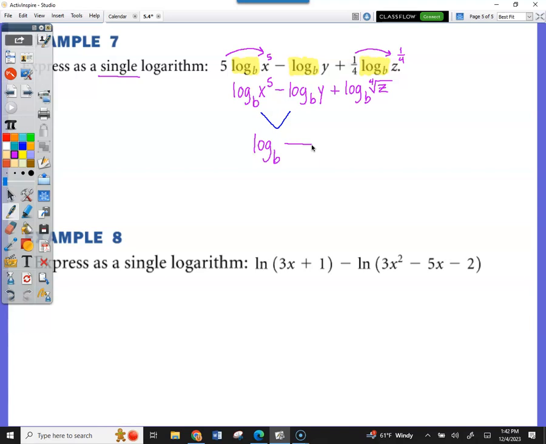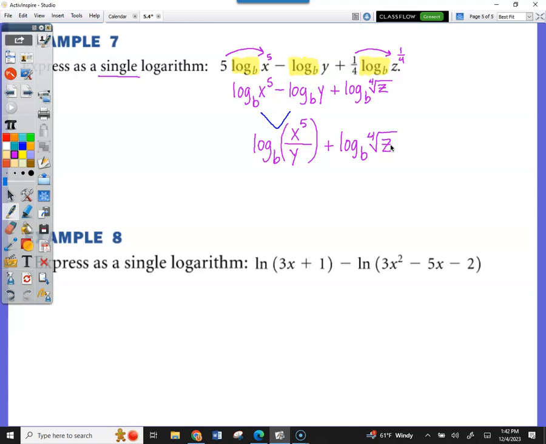X to the 5th goes on top, and what goes on the bottom? Y. And if you want, you can put that in parentheses so you don't get confused that is the of part. Have I done anything with this log? No. Then bring it down right behind it. This is a slow maintenance technique where you are just working on first two, bring it down.